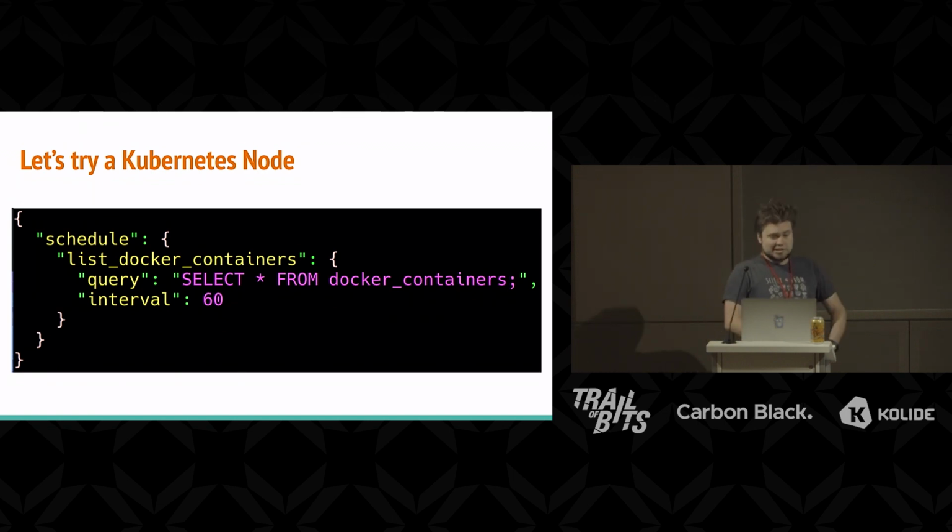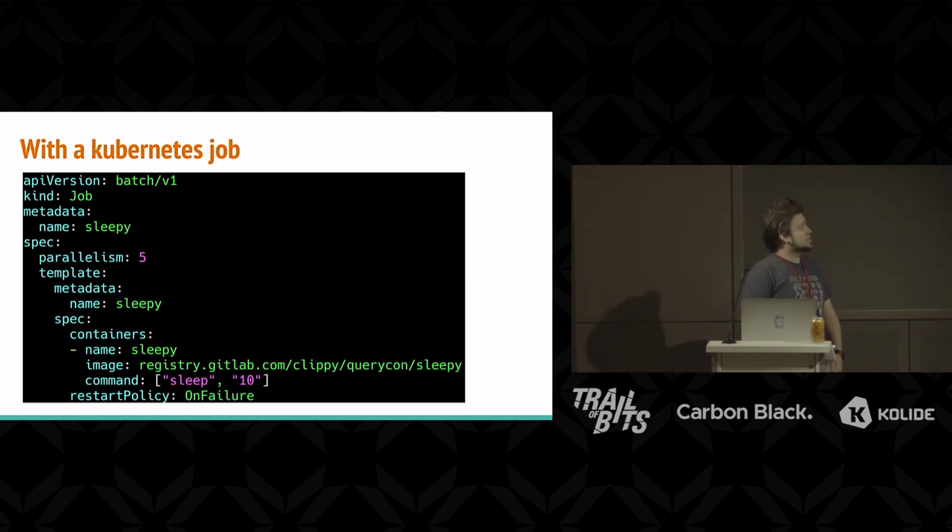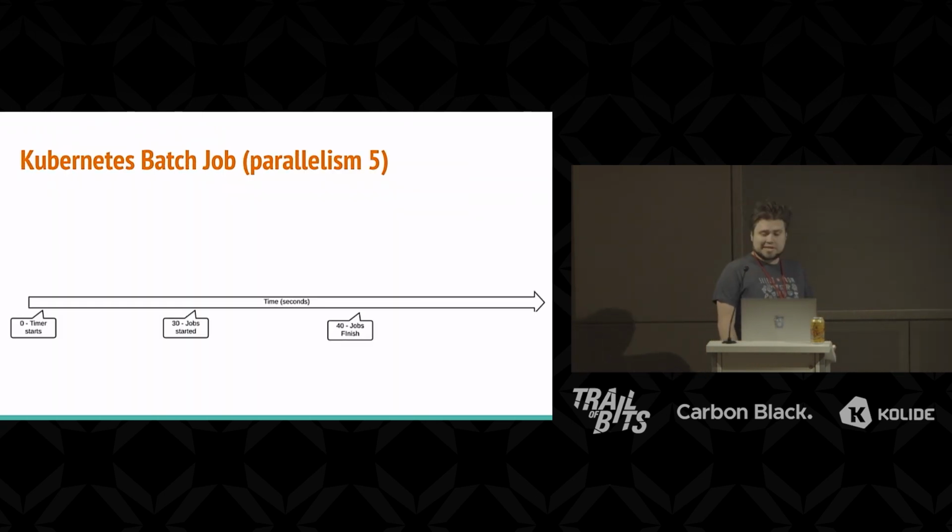I'm taking a slightly contrived example here. This is what's called a batch job. Basically, what that does is spin up some containers to run a job, then those containers go away. This one is about as dumb as it gets. They spin up, they sleep for 10 seconds, and they die. It launches 5 of them at a time. Pretty straightforward.